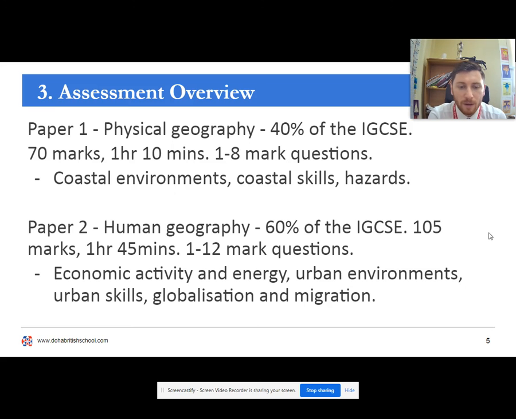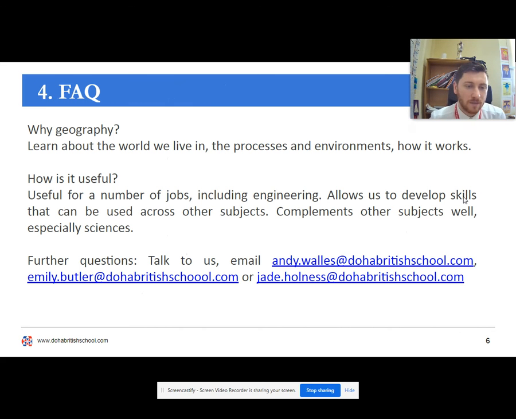We then have paper 2, which is the human geography units. It's 60% of the IGCSE. It's 105 marks in an hour and 45 minutes. And this is made up of 1 to 8 questions as well, but there is one 12-mark question on globalization and migration. And that is the longest piece of writing you'll have to do at IGCSE Geography, which I'm sure you'll all be thrilled to hear.